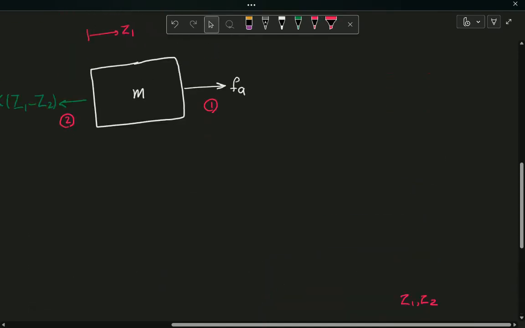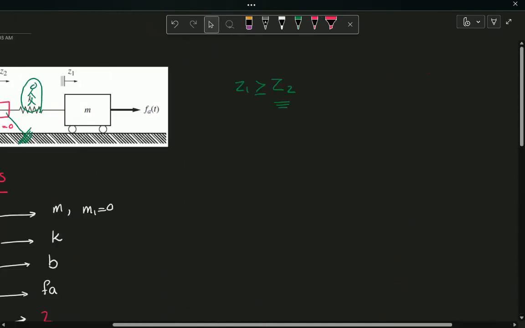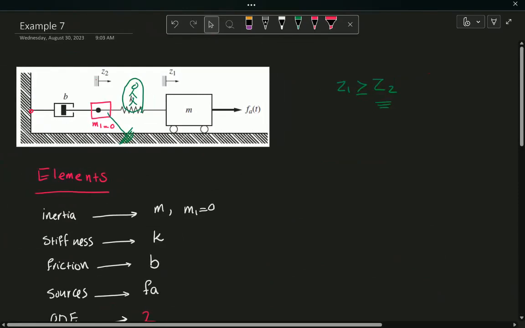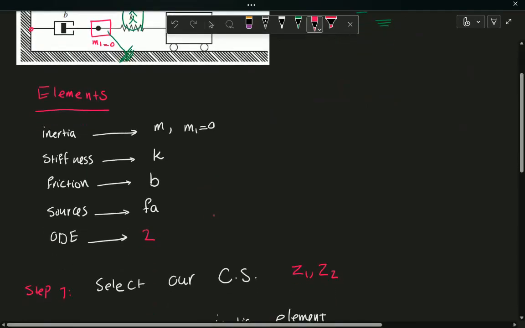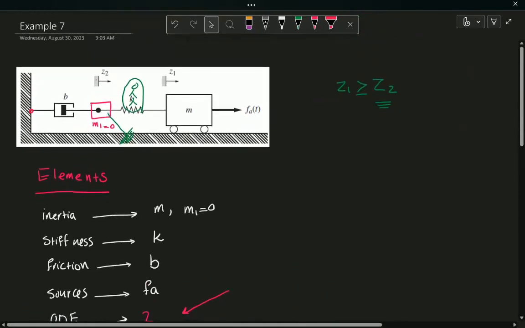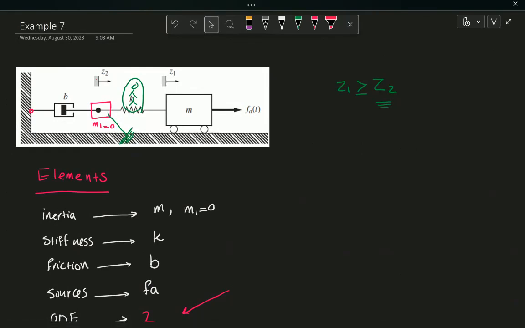Once again, what was the significance of this problem? The inclusion of a massless node and correcting ourselves with the number of ODEs. We mentioned that when you have a spring and a damper in series, you can always throw a massless node in between them and follow your four-step approach. Also, the number of ODEs is in fact mandated by the number of independent motions in the system.